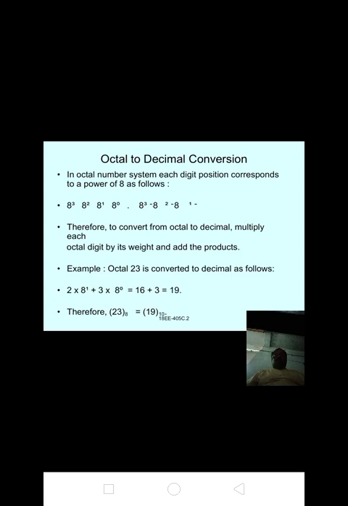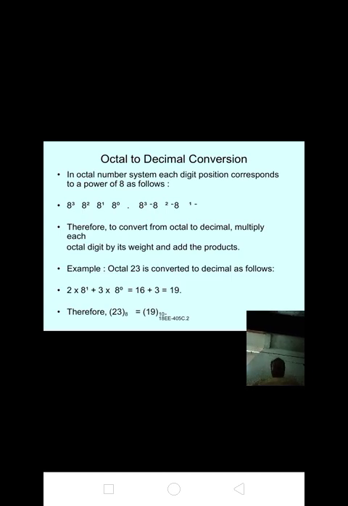Octal to decimal conversion. In the octal number system, each digit position corresponds to a power of 8 as follows. That is the fraction part and the real part. Real part is 8 power 0, 8 power 1, 8 power 2, 8 power 3, and so on. In the fractional part, 8 power minus 1, 8 power minus 2, 8 power minus 3, and so on.